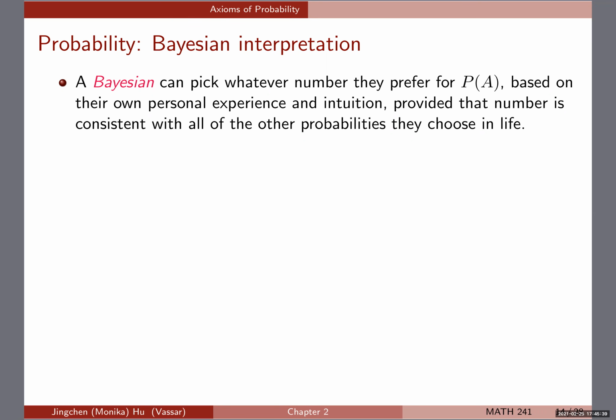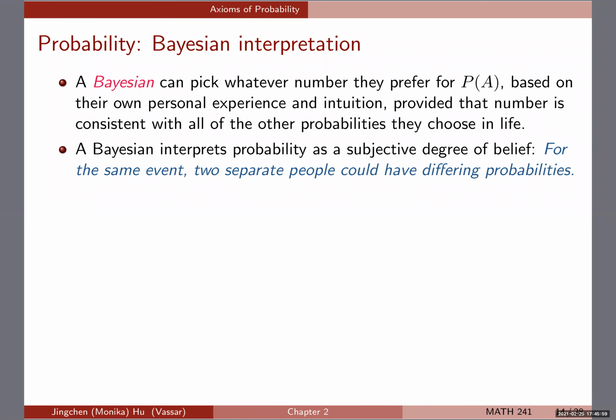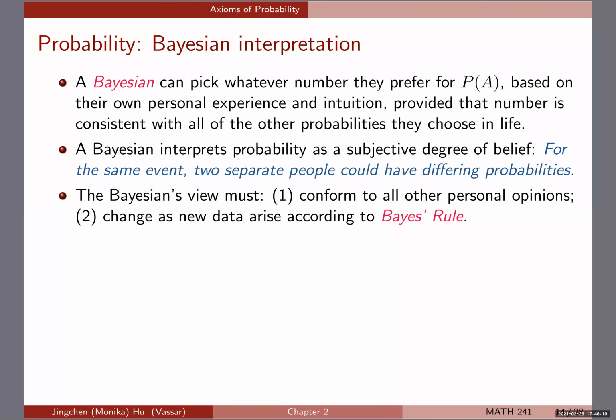Generically, we say that a Bayesian can pick whatever number they prefer for the probability of A, P(A), based on their own personal experience and intuition, provided that the number is consistent with all of the other probabilities they choose in life. Okay, so this sounds pretty vague and very subjective. In fact, the Bayesian interpretation is a subjective degree of belief. For the same event, two separate people could have differing probabilities. So for example, I think tomorrow the chance of raining is 50%, but you might think it's 80%, things like that. So in a generic way, we say that this is a Bayesian interpretation of probability.